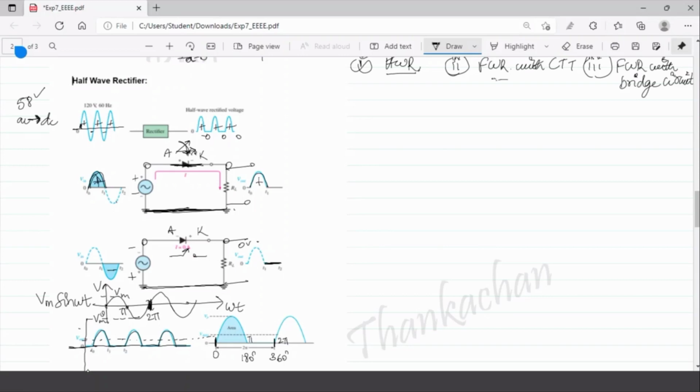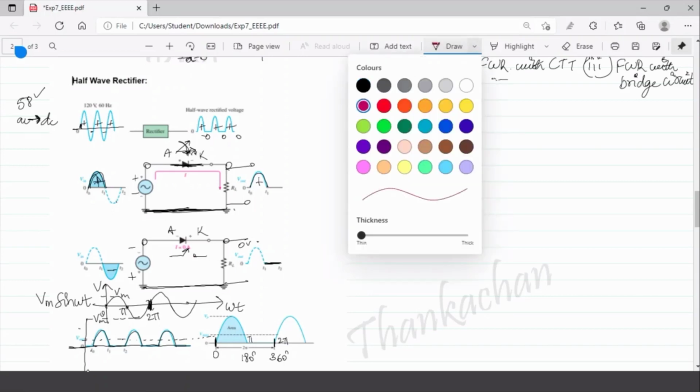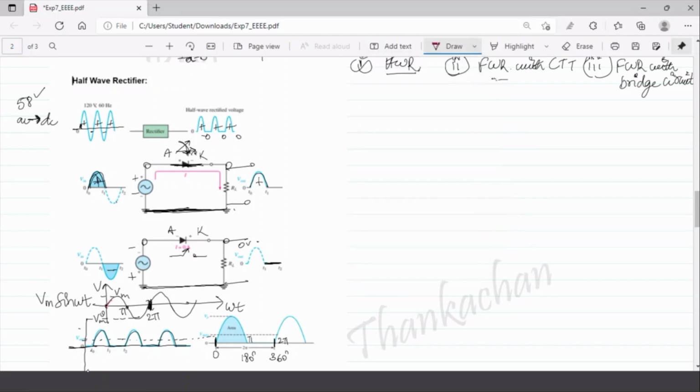And the output will also have similarly only the positive half. If I want to draw it using another color, you can say this is the positive half you are getting, then 0, again positive half and 0. So the black is basically the supply voltage, and this maroon waveform is basically the output across this load resistance, which is a rectified waveform. I hope this is clear to all.